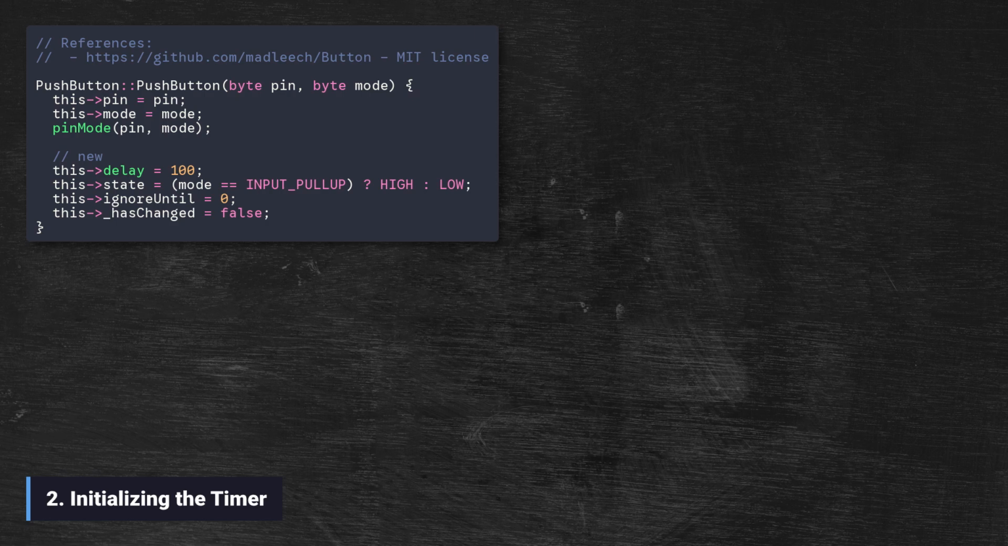In the constructor, we initialize these values. Delay equals 100 sets the default debounce delay interval. A value of 100 milliseconds is quite conservative and very safe to stabilize our signal.